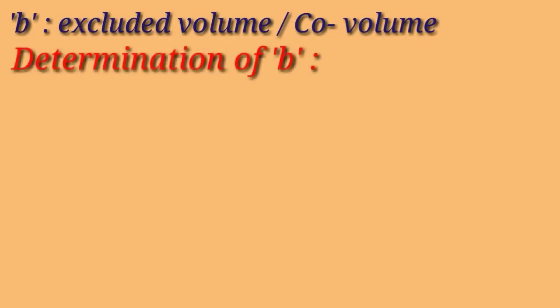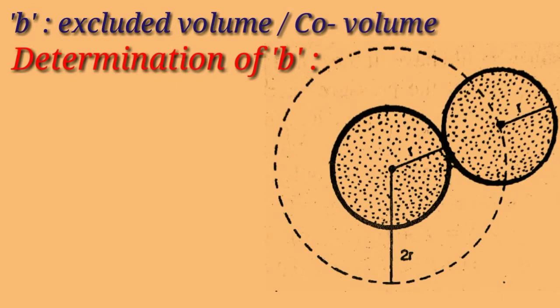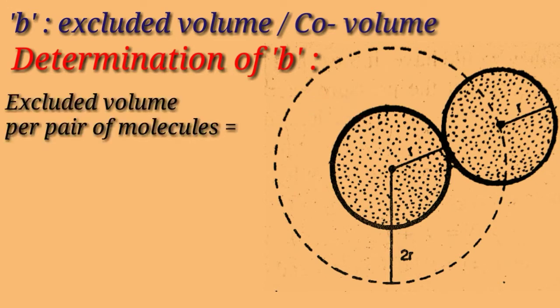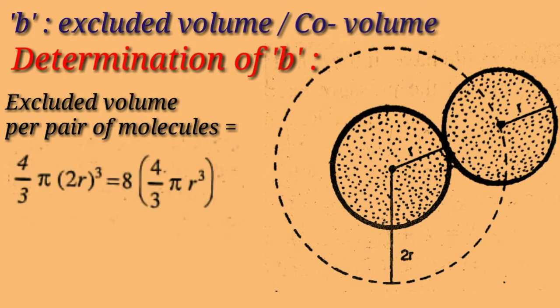This volume can be determined by considering the molecules to be spheres of radius r. When two molecules are very close to each other, that is, the distance between their centers is 2r, the volume confined by the dotted circle of radius 2r represents the excluded volume per pair of molecules. Thus, the excluded volume per pair of molecules is 4/3 π r cubed. Over here, the radius is 2r, so we write it as (2r) cubed, which gives us 8 into 4/3 π r cubed.